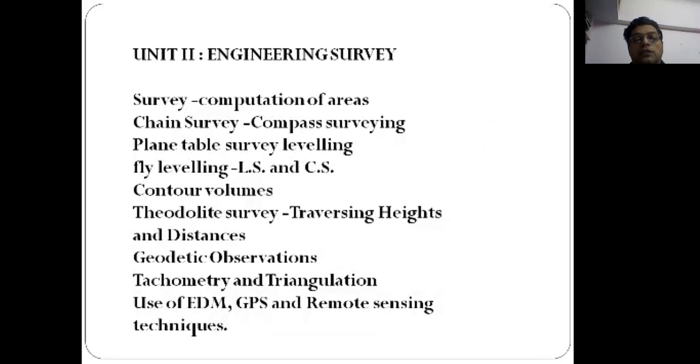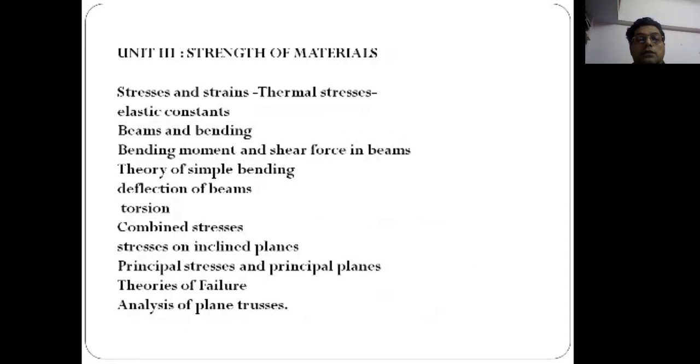Unit 2, engineering survey. Survey, computation of areas, chain survey, compass surveying, plane table survey, leveling, fly leveling, longitudinal section and cross section, contour volumes, theodolite survey, traversing heights and distance, geodetic observation, tachometric, triangulation, use of EDM, GPS, and remote sensing techniques. So in engineering survey.